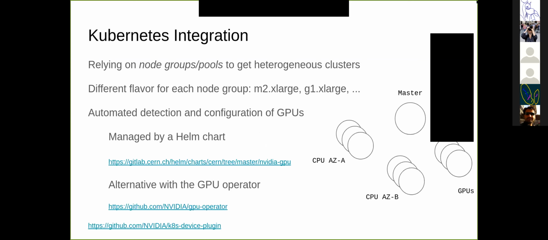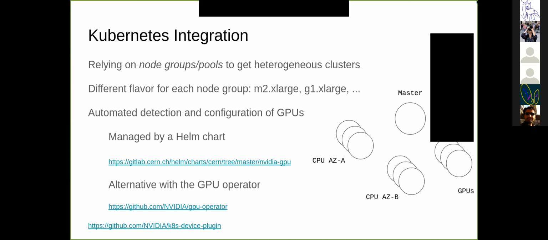Then we have a way to provide heterogeneous clusters by having node groups, and each node group can have specific characteristics. In this case, it's mostly the flavor that is interesting, as we can have node groups that have CPUs in different availability zones, but we can also have in the same cluster one more node group that has GPU backed nodes. The configuration of the GPUs in Kubernetes is pretty straightforward. We developed a Helm chart that does the detection and the configuration of the GPUs automatically, so the users don't have to care about this.